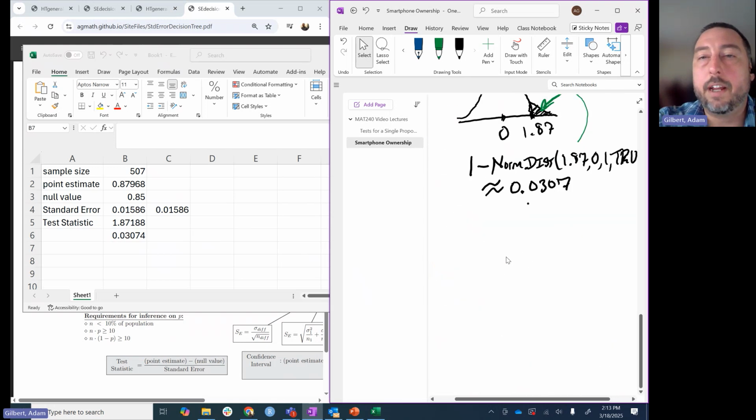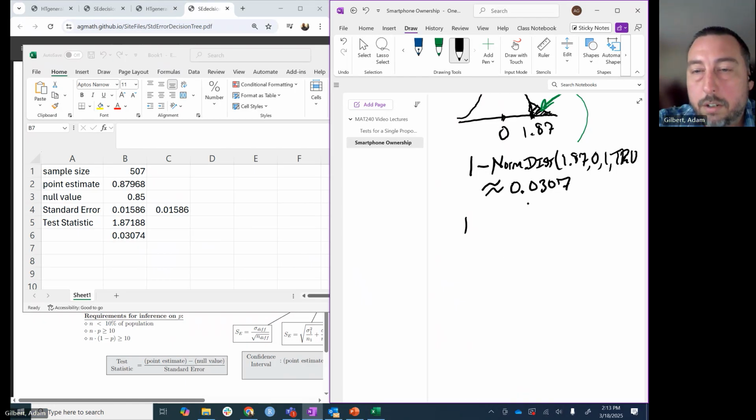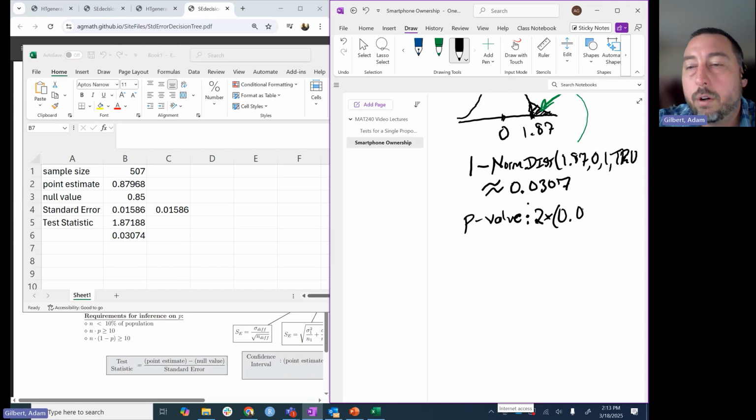So our p-value here is going to be 2 times that 0.0307.